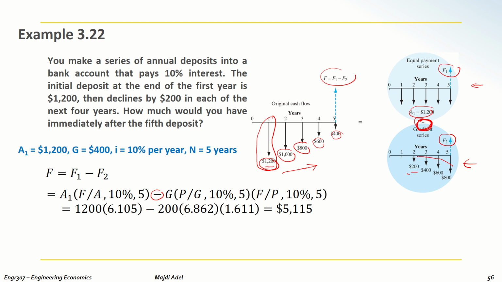I need to find the present value for this cash flow and then compound it using single payment formulas. So calculate G, G multiplied by calculate P given G at 10% and 5 years. This is the present value of the gradient part. If I multiply it by F given P, I will get its future value. Plug in the numbers, the answer is $5,115.